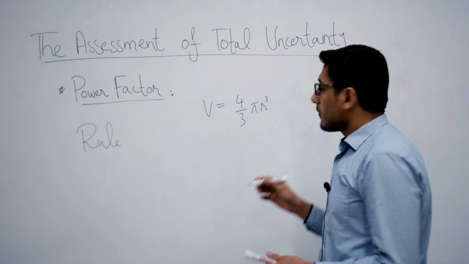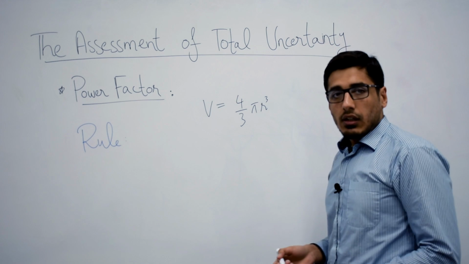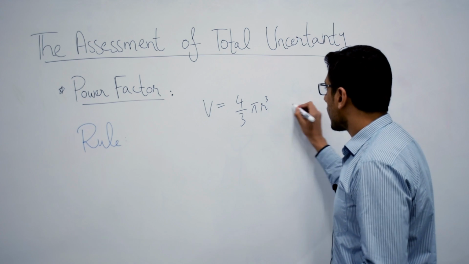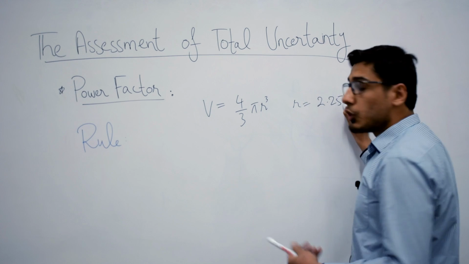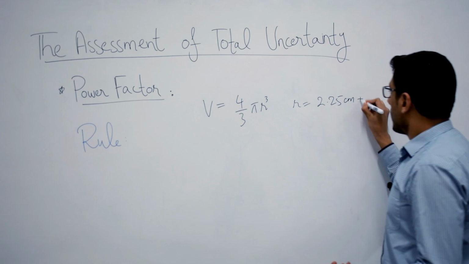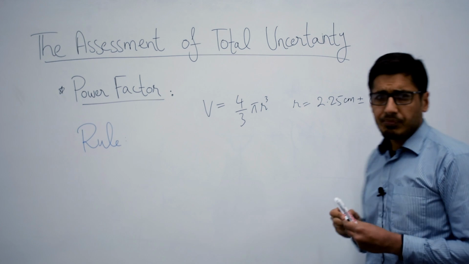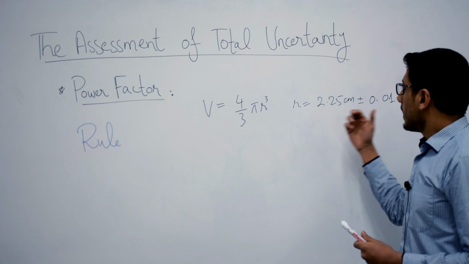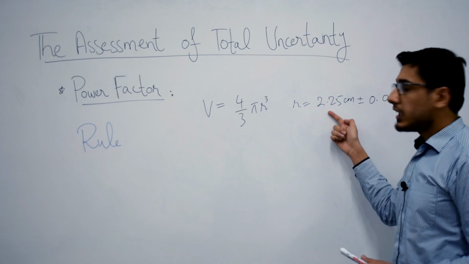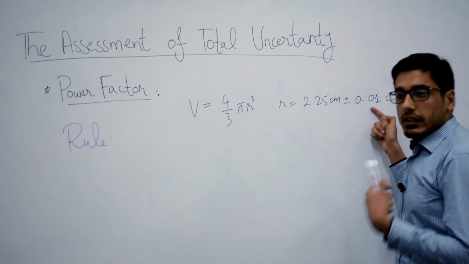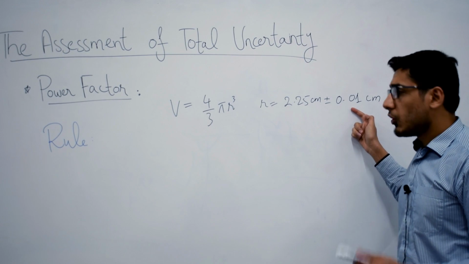Now let's say that you have calculated the radius of the sphere using a vernier calipers, and let's say that the radius that you have calculated is 2.25 centimeters plus minus 0.01 centimeters. Now you know from our previous discussions that this is the measurement that you have taken using the vernier calipers, and this is the least count of the vernier calipers, or you can say that it is the absolute uncertainty in your measurement.